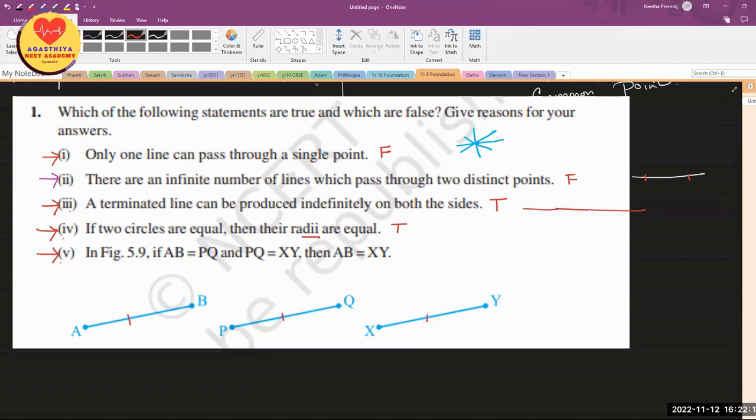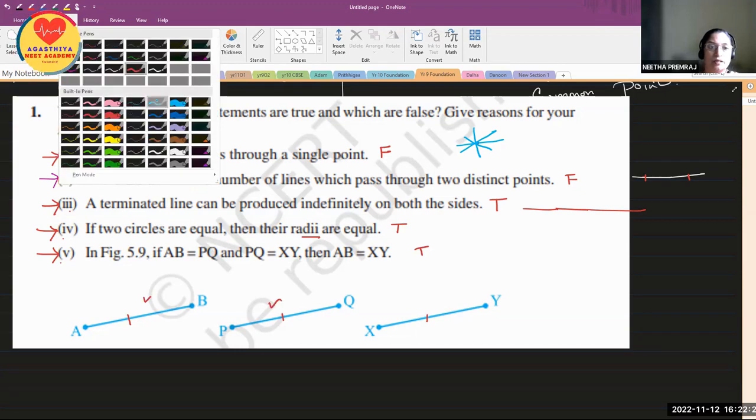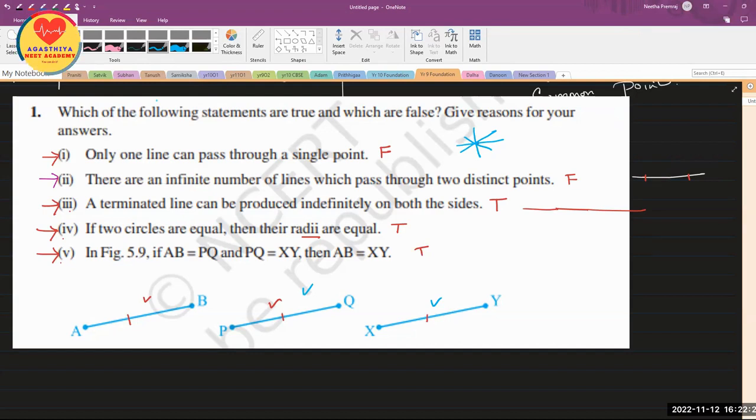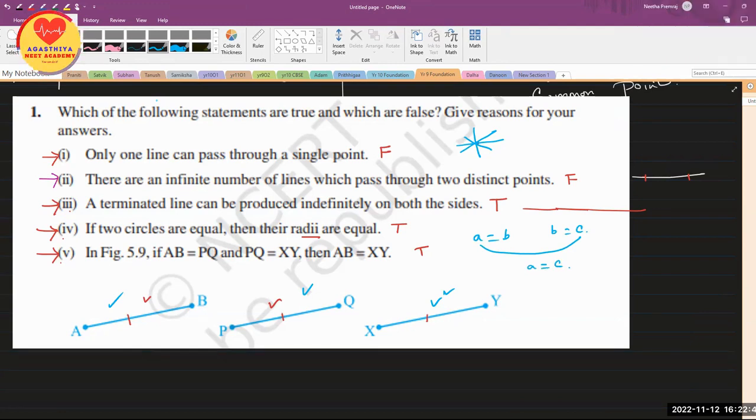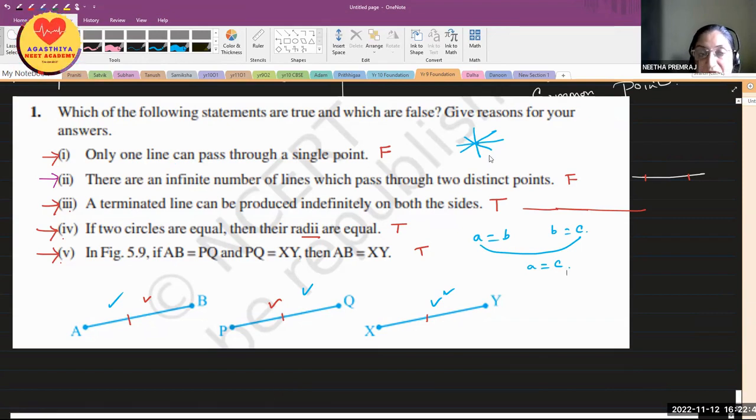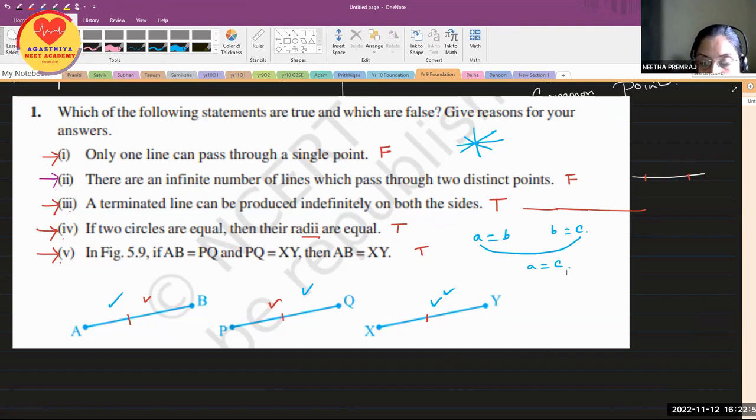True, ma'am. True. Very good. Because this and this are equal, and this and this are equal, this and this must be equal, isn't it? Obviously, A is equal to B, B is equal to C, so you can say A is equal to C, isn't it? Yes, that's it. Okay, make a note of it. If it is false, give a reason why it is false. If it is true, no need, but if false, you have to give a reason.